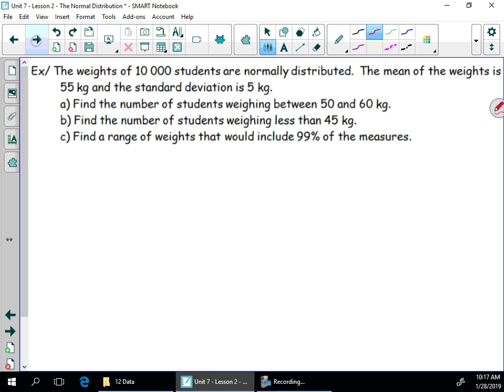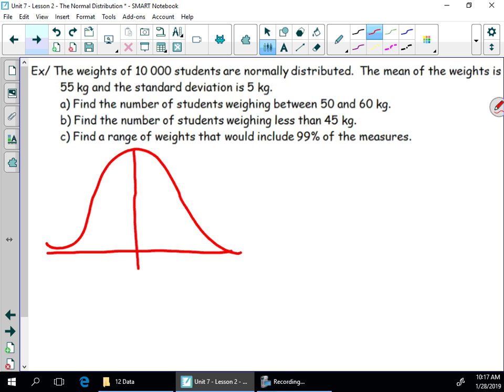Okay, last example, you guys pause the video, try it yourself, see if you can figure it out. If not, turn back on and follow along. The weights of 10,000 students are normally distributed. So I know right off the bat, it looks like that. The mean is 55, the standard deviation is 5. So I've got a 60, a 65, 70, a 50, 45, and a 40. Okay.